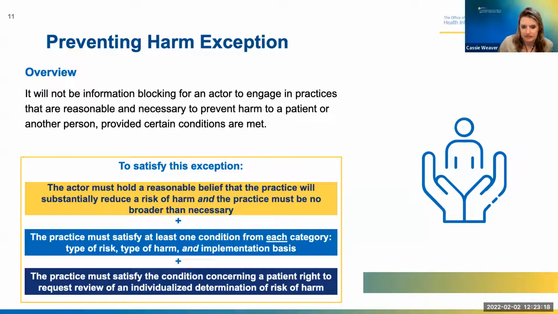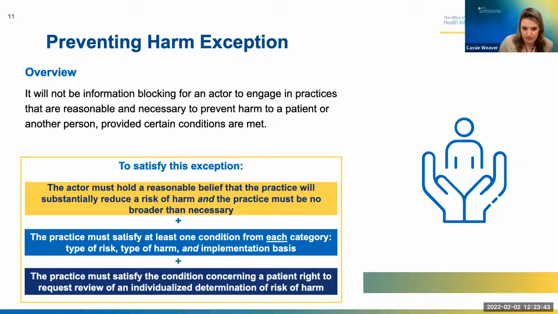As in the previous condition, here, that risk can arise from either bad data or can be determined on an individualized basis by a licensed healthcare professional who has a current or prior clinician-patient relationship with the patient whose EHI is affected by the determination. So in this situation, there's also a requirement that the risk of harm be a risk of physical harm.